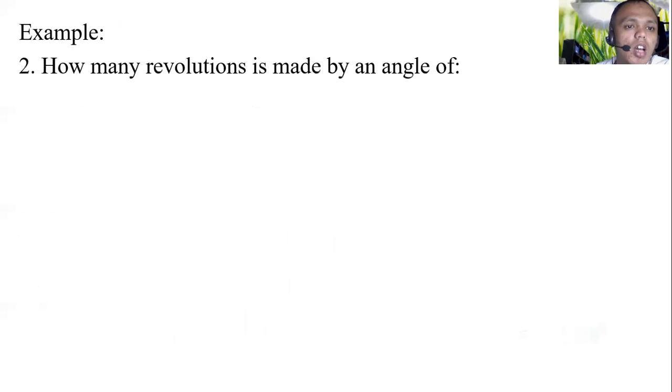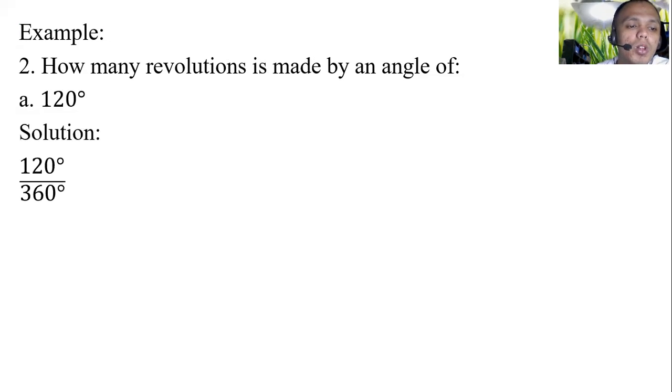Next, how many revolutions are made by an angle of 120 degrees? This time we are converting from degrees to revolution. The first one was from revolution to degree, and this time it is from degree to revolution. We have 120 degrees. How many revolutions are there in 120 degrees? To solve, we will divide it by 360.